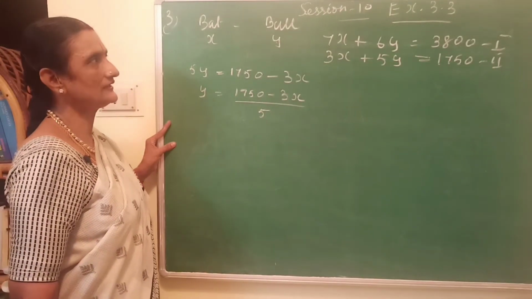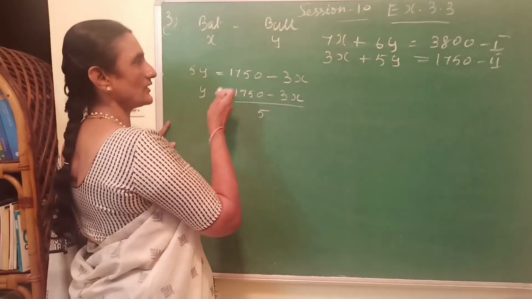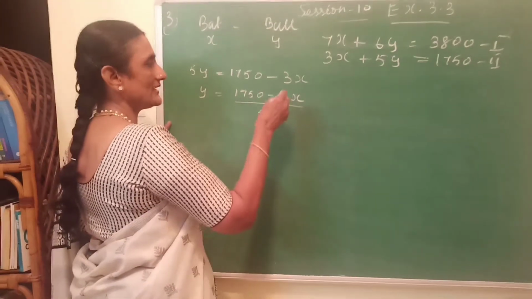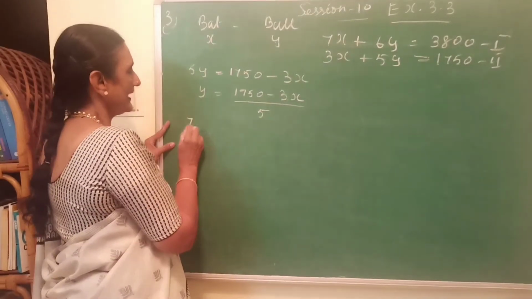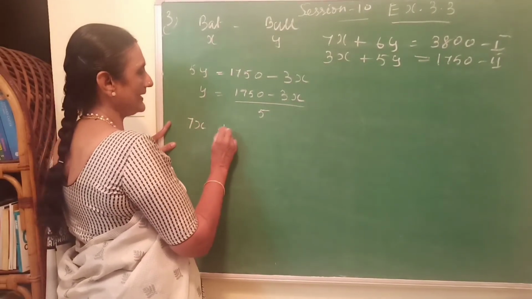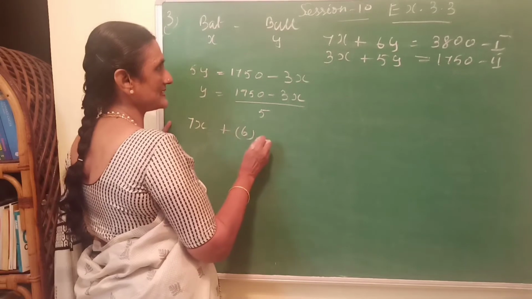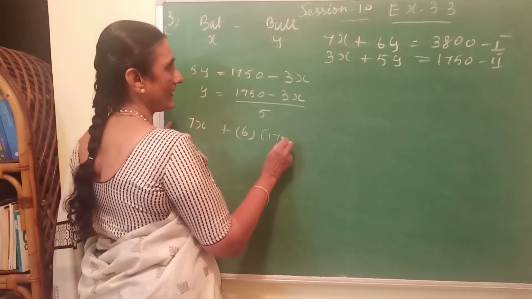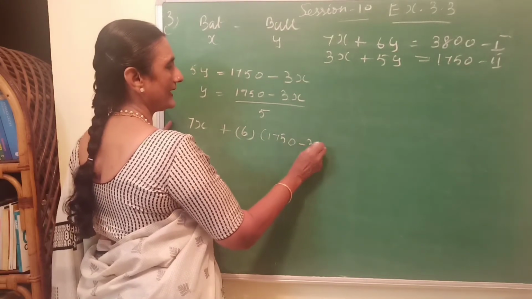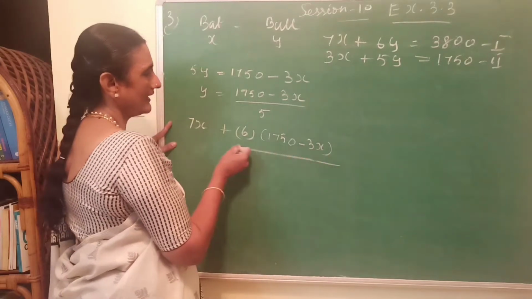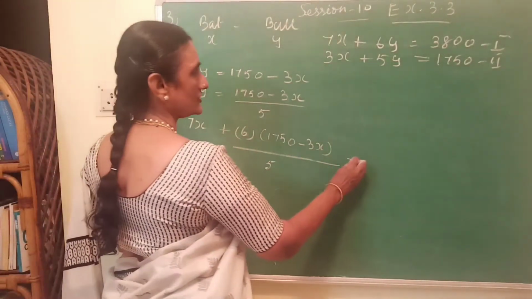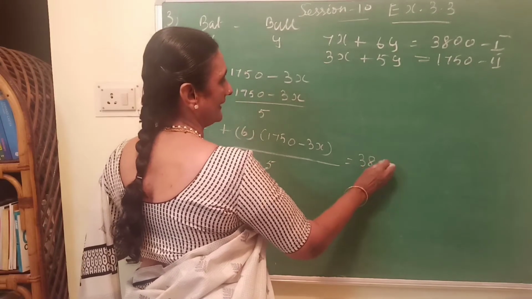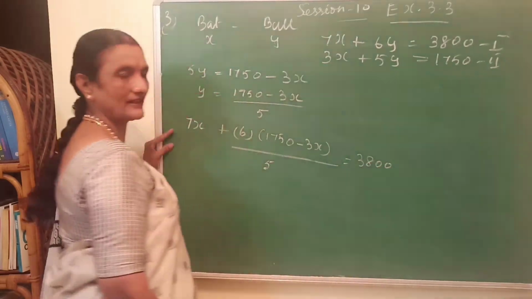Shall we proceed further? This value of y has to be substituted in the first equation. I get 7x plus 6 times (1750 minus 3x) divided by 5 is equal to 3,800. Is that clear to you?